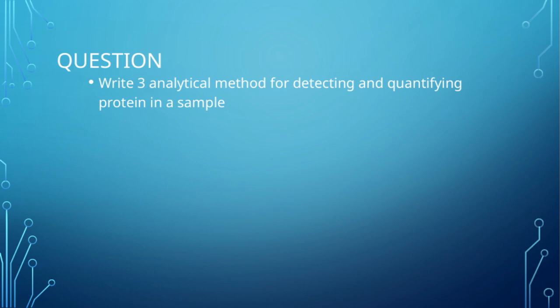Finally, we have enzyme-linked immunosorbent assay, or ELISA. This is a highly specific method that uses antibodies to detect and quantify a particular protein within a complex mixture. It's especially useful when you need to identify a specific protein among many others, such as in diagnostic tests or research.